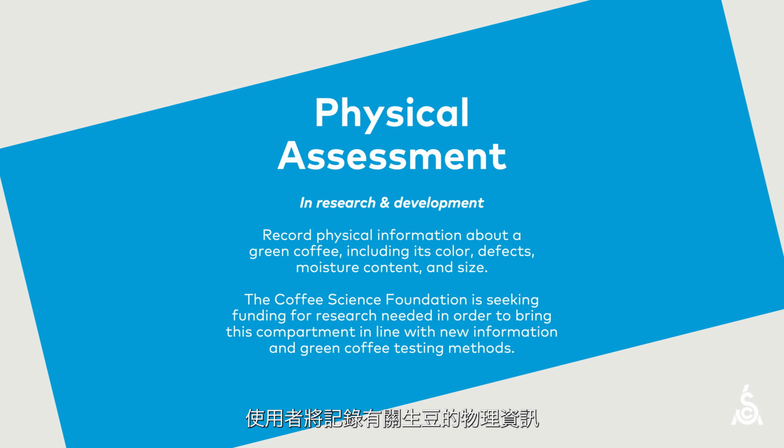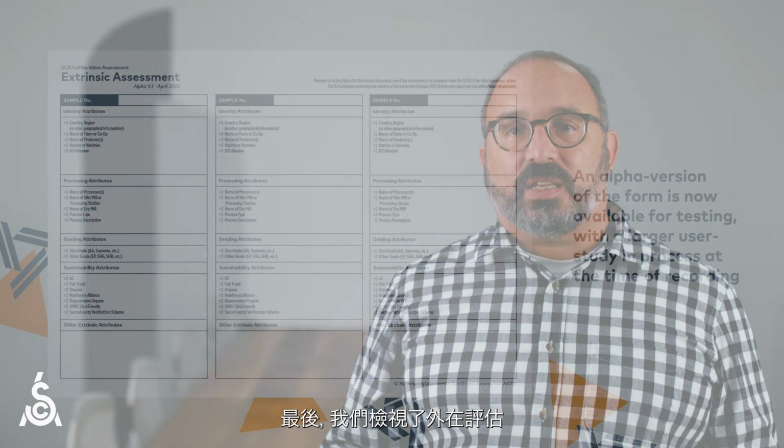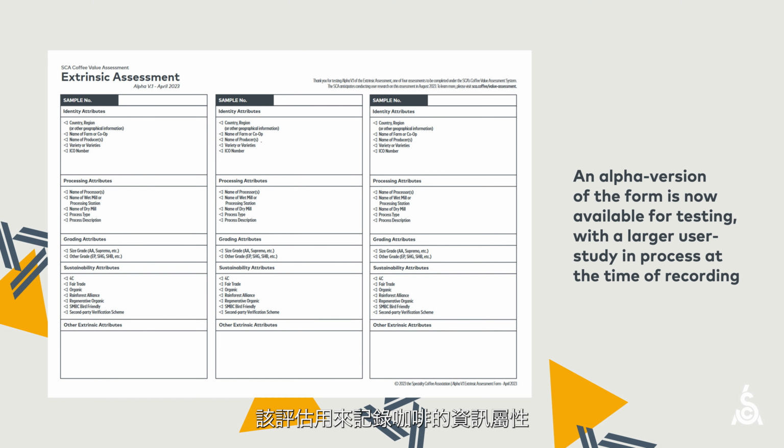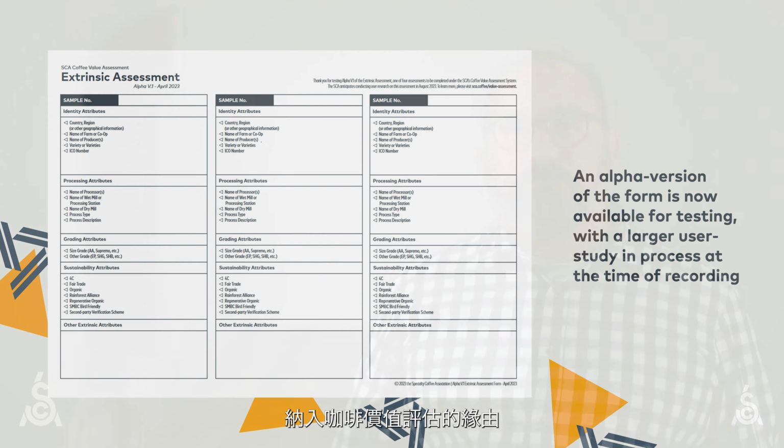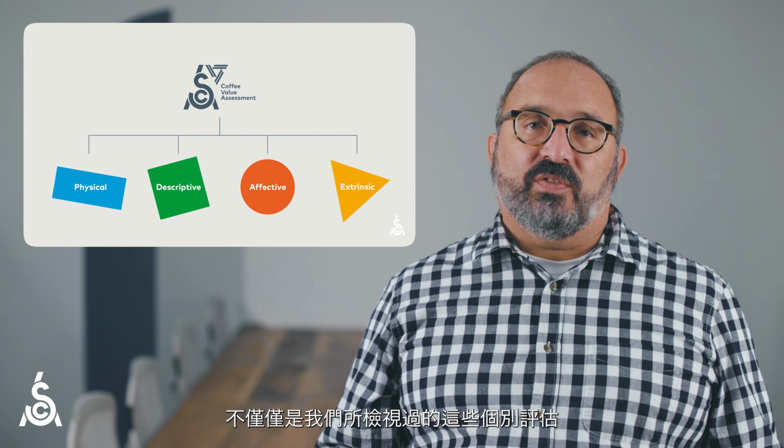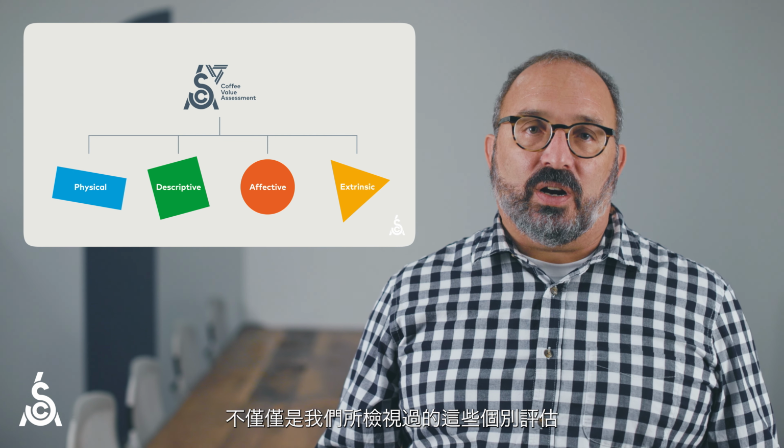Afterwards, we briefly covered the physical assessment, where users will record physical information about a green coffee, including color, defects, moisture content, and size. Finally, we reviewed the extrinsic assessment, which documents informational attributes of a coffee and why we've added this new assessment to the CVA. The coffee value assessment is not just about the individual assessments that we reviewed here.